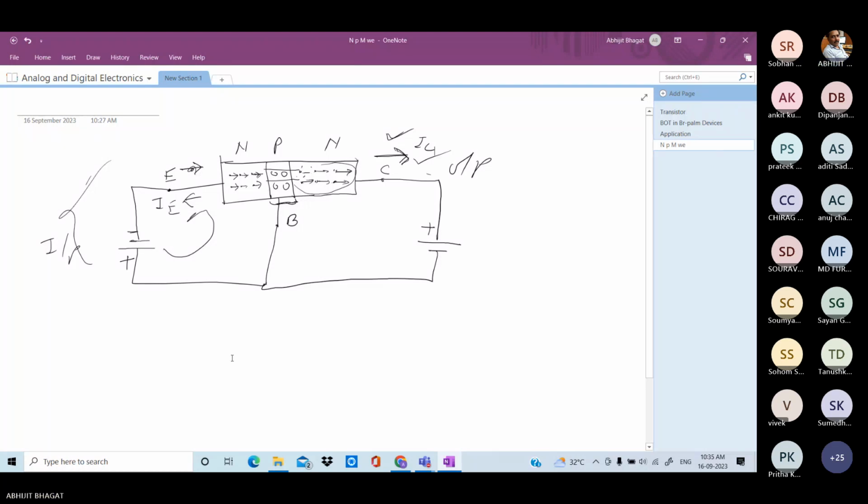This NPN transistor or PNP transistor is used for signal amplification, both types of signal amplification. It amplifies the AC, it amplifies the DC. Both types of signal are amplified by the transistors. Up to this, okay?